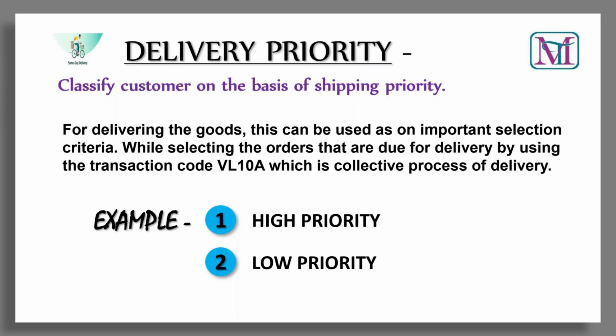So guys, first we have to understand what exactly delivery priority is. Delivery priority classifies the customer on the basis of shipping priority for delivering the goods. This can be used as an important selection criterion while selecting the orders that are due for delivery using the transaction code VL10A, which is the collective process of delivery. Here we classify the customer in two parameters. One is high priority customer, another one is low priority customer.